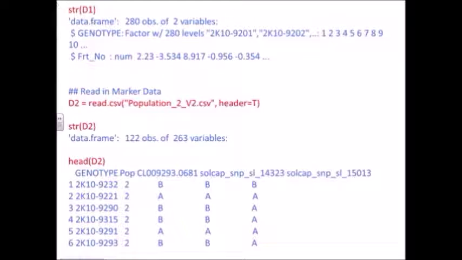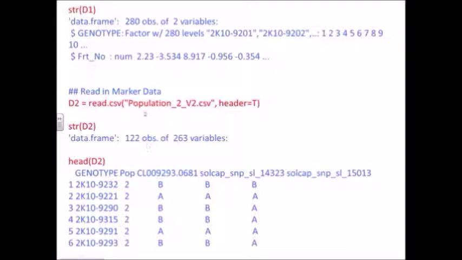So we look at the structure of that. We've got 280 observations of two variables, genotype and fruit number. Then we're reading in this other file here. That file has 122 observations of 263 variables. What are we looking at here? Why does one have 280 observations and the other only 122? What's the reason for that?